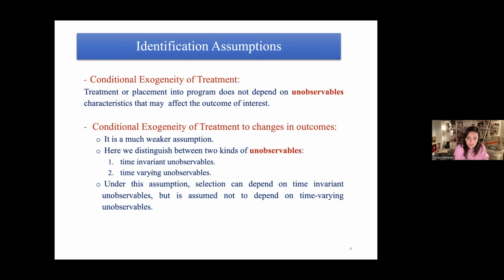And by using this weak assumption, by distinguishing between time invariant unobservables and time varying unobservables, we can say that selection would depend on time invariant unobservables, but this will be eliminated by the difference in difference method. And we assume that the selection into the program will not depend on time varying unobservables. Okay. So with PSM, we just controlled for the observable characteristics. With the diff and diff, we will control for the time invariant unobservable characteristics, and there will remain the time varying unobservable characteristics that we cannot control for with these two techniques.